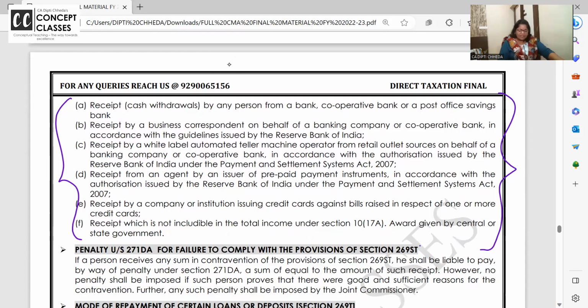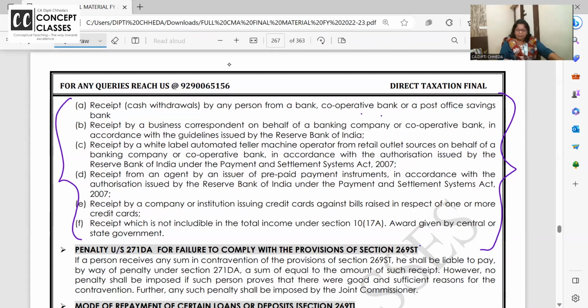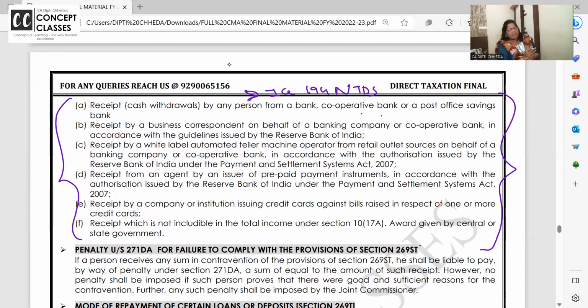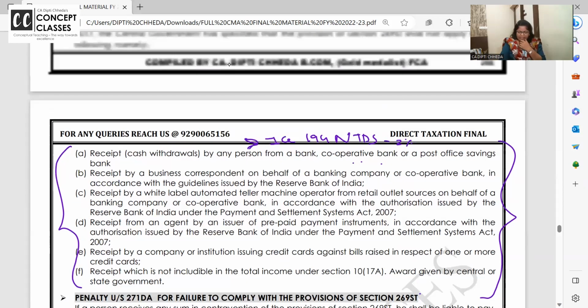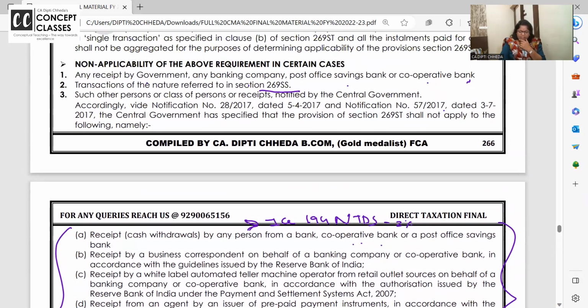For example, receipt of cash withdrawal by any person from a bank. If you withdraw above 1 crore rupees, section 194N of TDS applies. Write it here, writing will help you remember. If I am withdrawing above 1 lakh rupees from my own savings account, I am caught up in 194N, and 2% will be deducted on any withdrawal above 2 lakh rupees. Up to 2 lakh is allowed. But can I withdraw above 2 lakhs in cash? Yes. And I will not be caught up in 269ST?